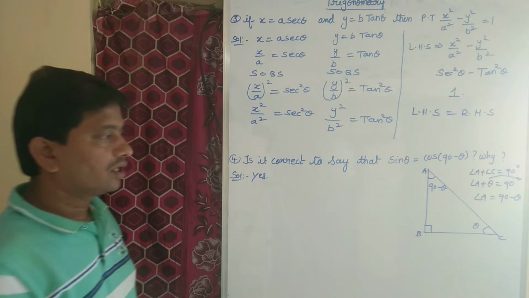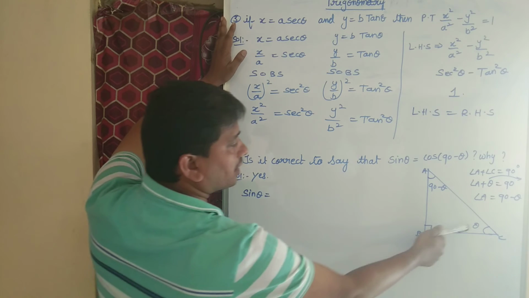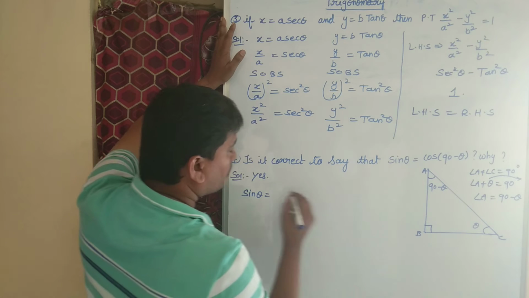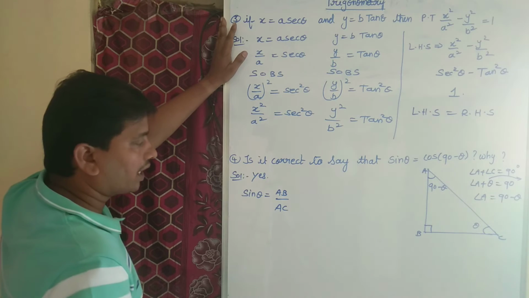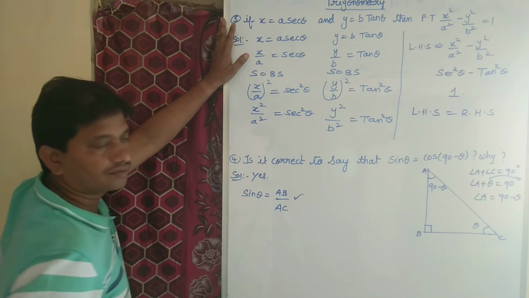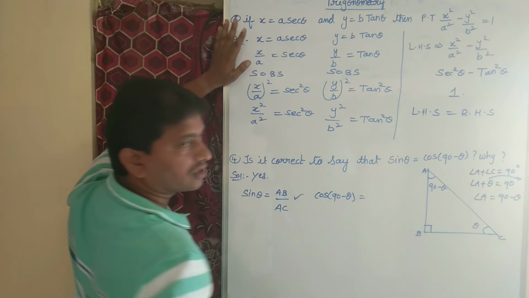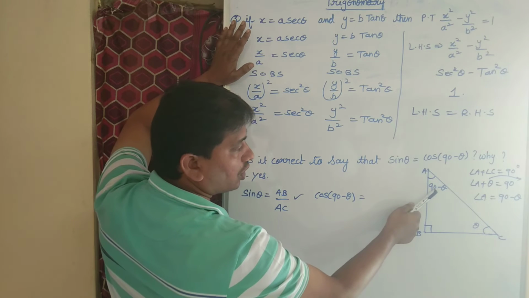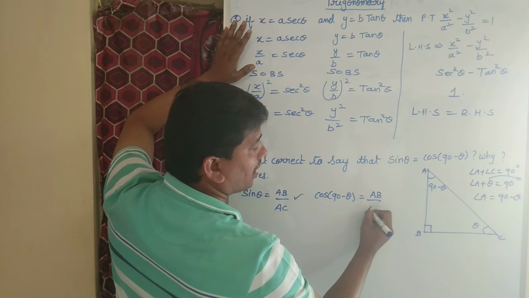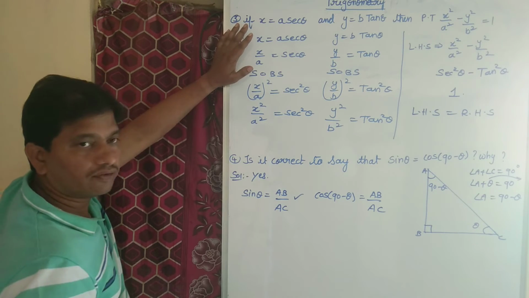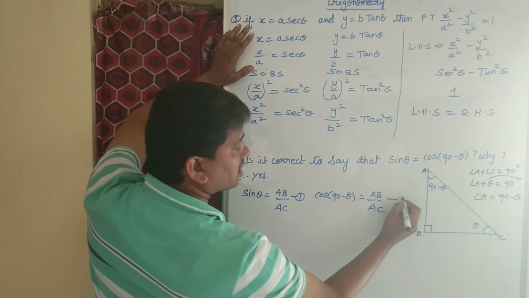Right? Now let us consider sin theta. What is sin ratio? Sin ratio is opposite with respect to theta, opposite side is AB and hypotenuse is AC. So sin theta means we got AB by AC. Now let us consider the RHS, cos 90 minus theta. What is cos ratio? With respect to 90 minus theta, cos is nothing but adjacent side to the hypotenuse. As adjacent side is AB and hypotenuse is AC. Clearly, sin theta is nothing but AB by AC. This is our equation number 1. Cos 90 minus theta is nothing but AB by AC.